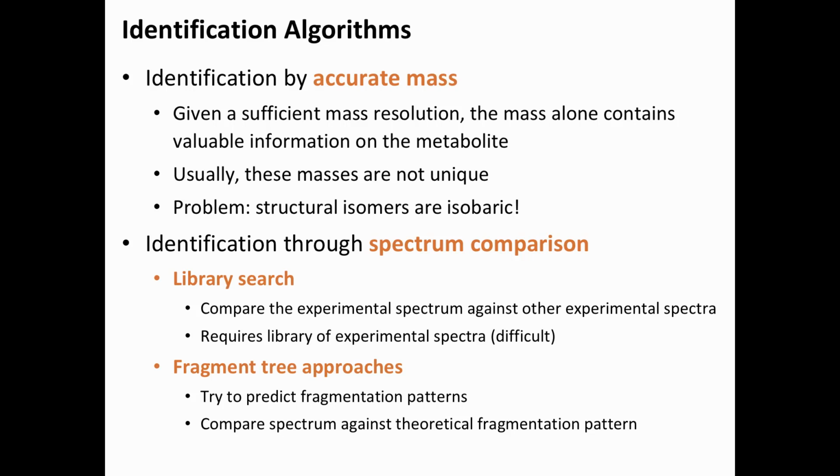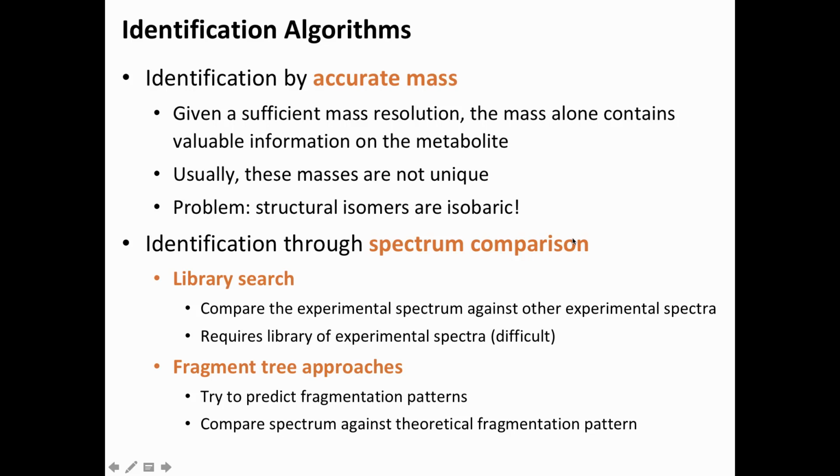How can you get out of that? Well, you can always look at the tandem spectra. The tandem spectra contain more structural information than just the composition. And the composition is basically what you match with the accurate mass. So you can do that with spectrum comparison.